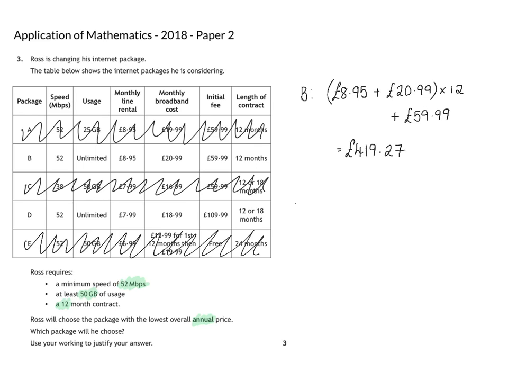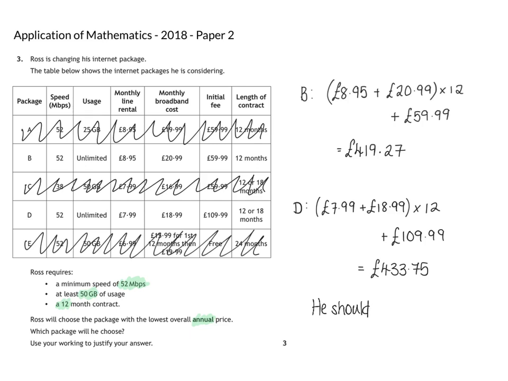£419.27. And then for D, so we've got our £7.99 and our £18.99, which are both still monthly, so it's times by 12 again. And then our initial cost, which is £109.99. So altogether for the year, that comes to a total of £433.75. So we know that he should choose the package which is cheaper, which is B.